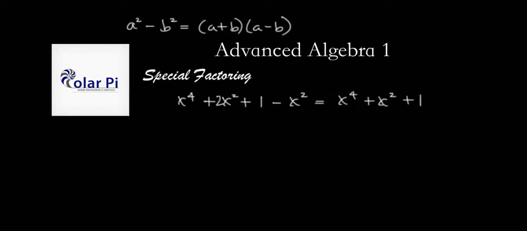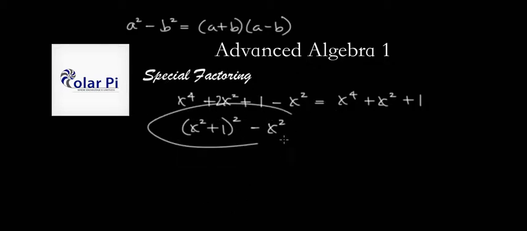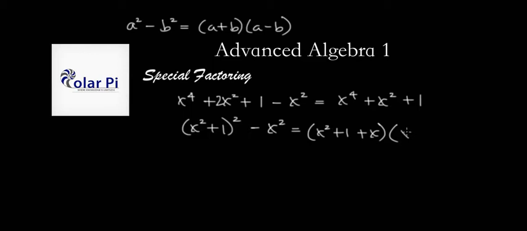And I already told you that this guy is the perfect square binomial, x squared plus 1 all squared. And then we have minus x squared. So this, which is equal to this, is equal to this. But then this is a difference of squares. It is of the form a squared minus b squared, where a is x squared plus 1, and b is x. So if we execute the right-hand side, we know it equals a plus b, that is x squared plus 1 plus x, times a minus b, x squared plus 1 minus x.